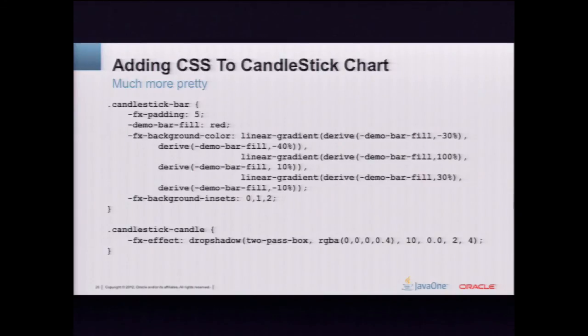But then things like the background color, we're using some linear gradients to give us some nice pretty things that we can see. We've got different insets for the background, we've got some padding and so on, and then we've also got a drop shadow effect that we want to place on the actual candle within the candlestick graph.